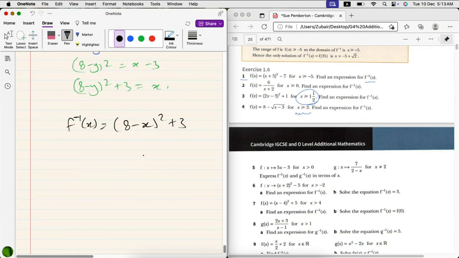Try question number 5. Could you zoom into 5 a little bit? Yep.